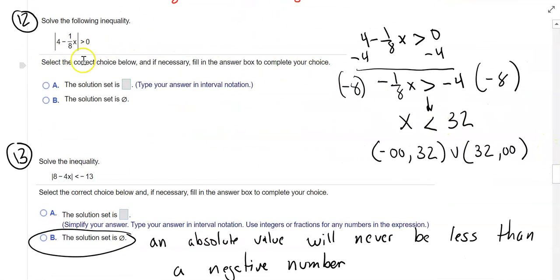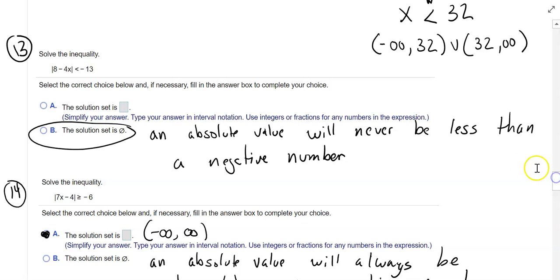And this next one's a little bit different because we're looking at 0. So when we solve this, we just get 32. But what this means is that 32 is the only number that this will not work for. I plug in 32, I get 4 minus 4, which is 0, and 0 is not greater than 0. So we have to write it in terms of an interval notation where I have -infinity to 32, parenthesis, union, parenthesis, 32 to +infinity.